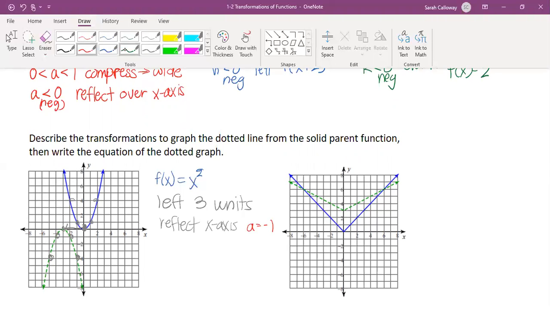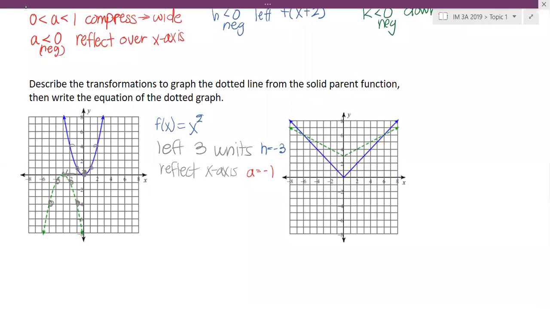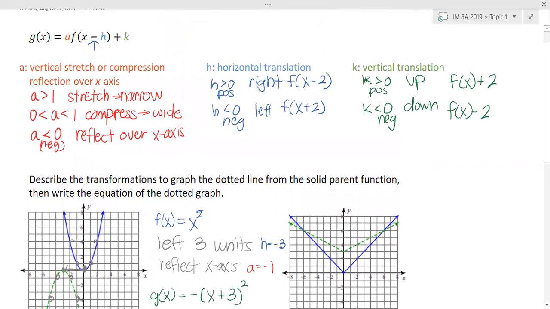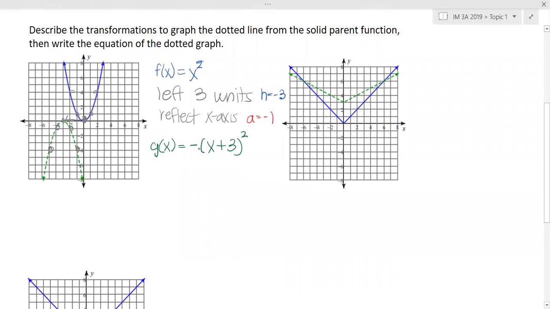And then the left 3 units is an H value. So what that's telling us is that H is equal to -3 because left is -3. So this green function, which we'll call g of x, is equal to -(x plus 3) squared. If I look back at what I did, in the function, A is the first number in front being multiplied by our parentheses. So A was -1, that creates a negative. H is -3. I always change the sign when I place it into my equation.